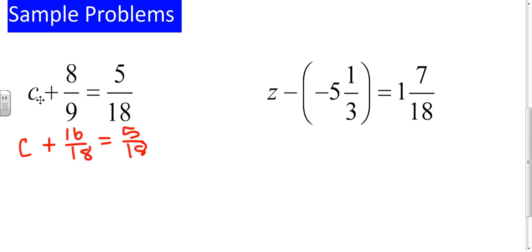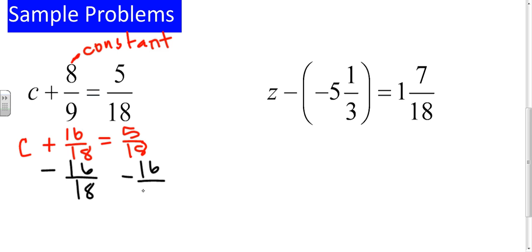Now, 8/9 here is the constant on the variable side because it is not being multiplied by a variable, so it's constant. And what I want to do is eliminate this constant that's on the variable side. So 16/18, to eliminate it, it's a positive 16/18, I want to subtract 16/18. But what I do to one side of the equal sign, I have to do to the other side. So I'm also going to subtract 16/18 on the other side. And I end up with C equals 5/18 minus 16/18, which is negative 11/18.